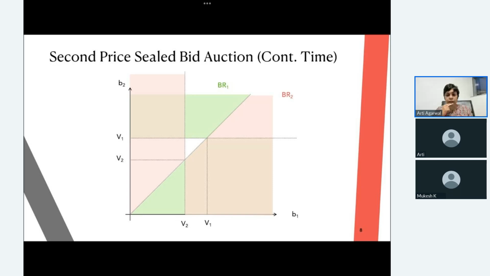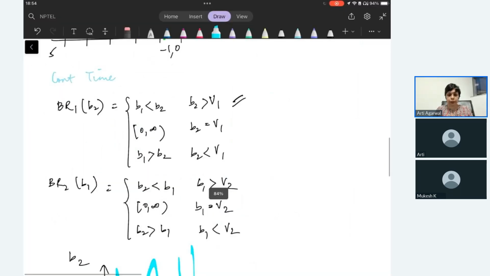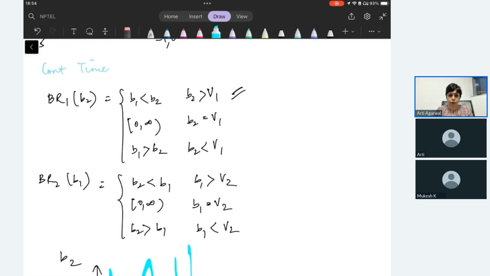And for the next part, you use the same rationale which we used. If you read this part, the best response of 2, you can use this reasoning, and you will get this shaded pink region. Okay, it's not very difficult, but just spend some time thinking over it. Just like how we did the green region, similarly, you can do the pink region. Again, the slide is not updated.